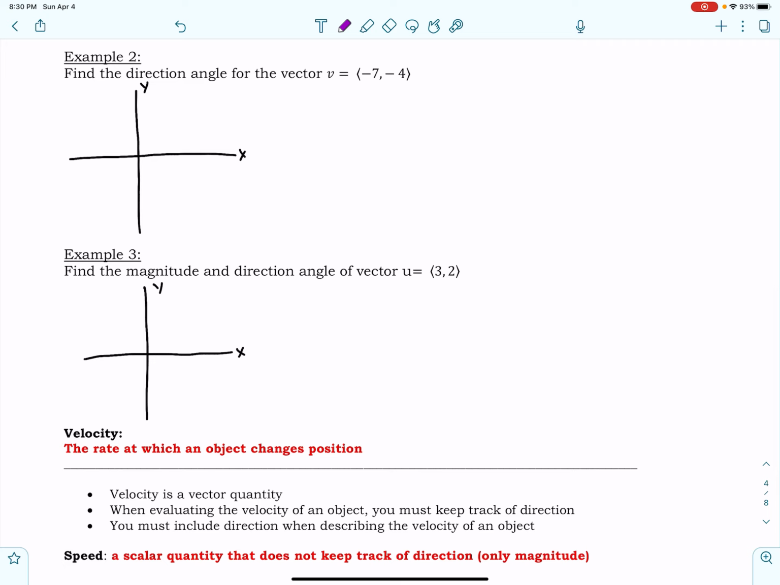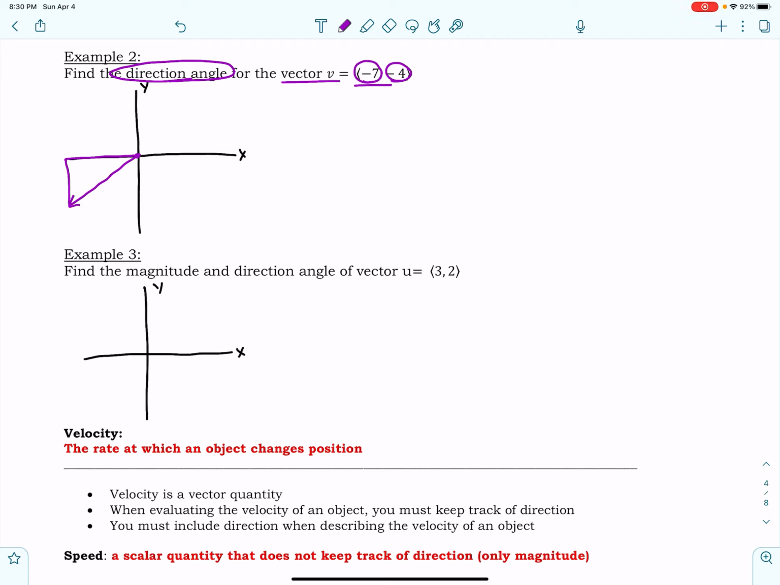Okay, so we're finding the direction angle for this vector v. The first thing we're going to do, I've got movement in the x negative direction, -7, and movement in the y direction, negative direction for y. So what this means is that from the origin, I move to the left 7, and I move down 4.